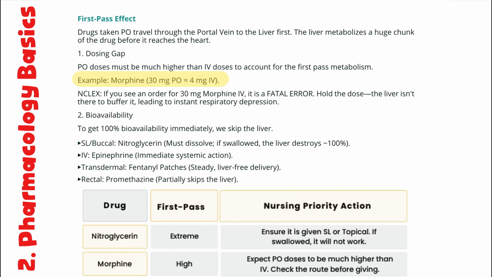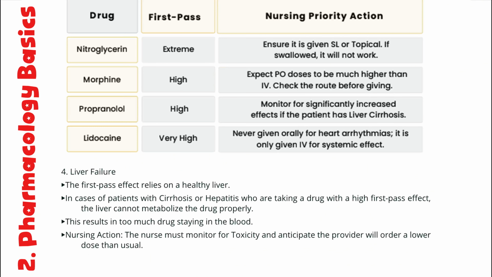That's why 30 milligrams of oral morphine is roughly equivalent to just 4 milligrams IV. If you ever see an order for 30 milligrams of IV morphine, that's not a typo to gloss over. Without the liver buffering it, that's severe respiratory depression waiting to happen. And in a patient with liver failure or cirrhosis, any drug that relies heavily on first-pass metabolism will accumulate to toxic levels because the buffer itself is broken.